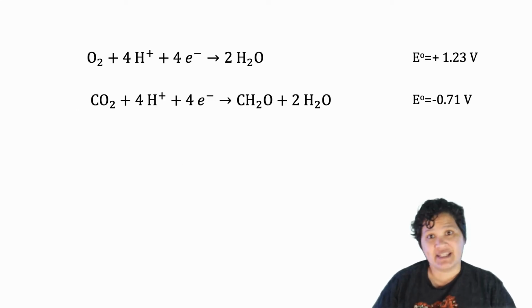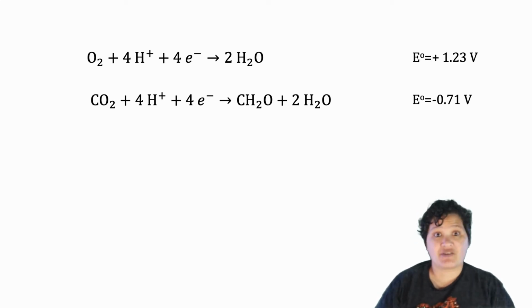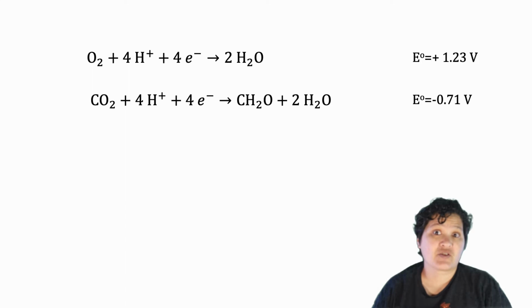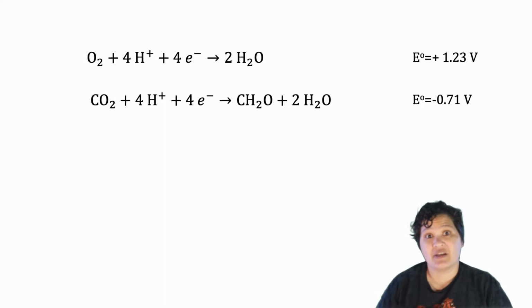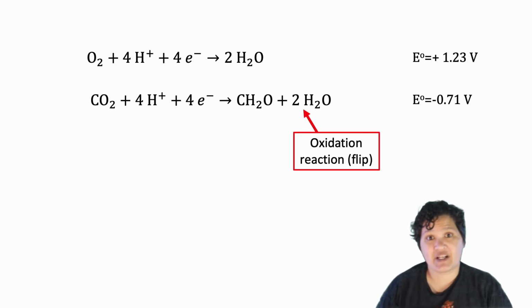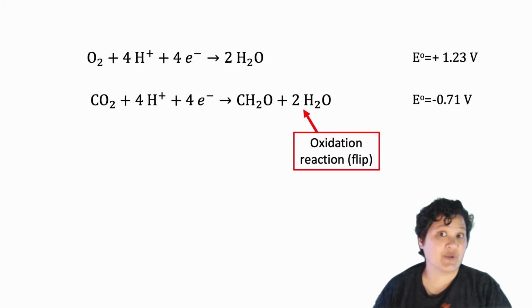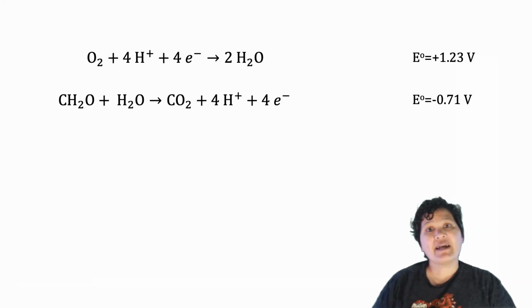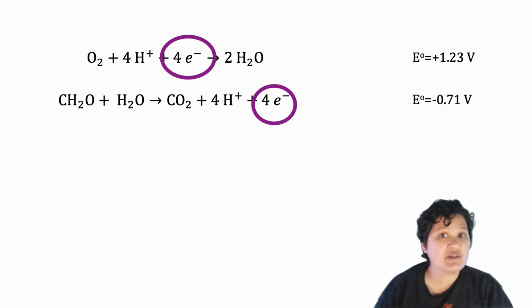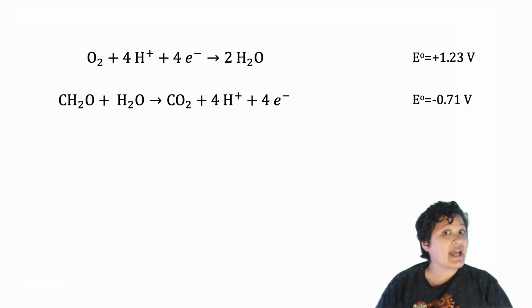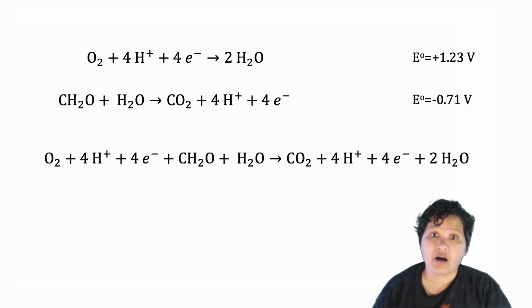Let's try that again, only this time let's use the reaction of oxygen turning into water. So here's the balanced half reaction for oxygen, and once again we see that the carbohydrate reaction is going to be the oxidation reaction because it has a smaller E0 value. So again, we flip it around. This time we have the same number of electrons in each half reaction, so we don't need to multiply anything. We can just add them together as they are.